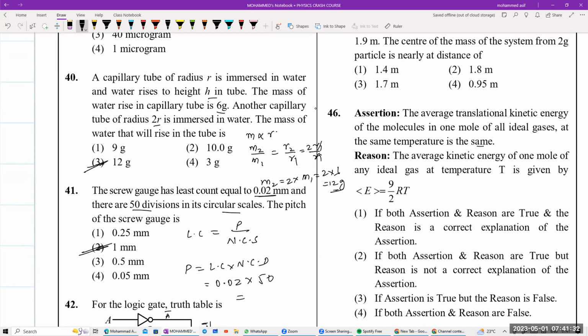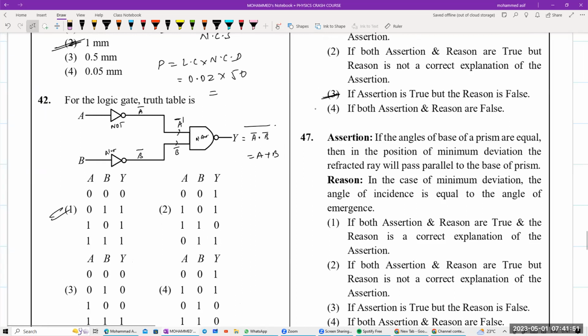Average kinetic energy of 1 mole of an ideal gas is 9 by 2. Reason wrong hoga, but reason is wrong for this. First one, the average translational kinetic energy of the molecule in 1 mole of all ideal gas at the same temperature is same. That's true, isn't it? Assertion is true, but reason is false for this. 47.